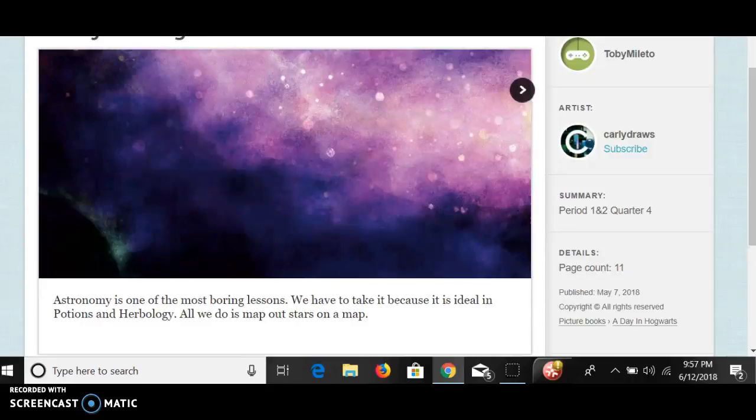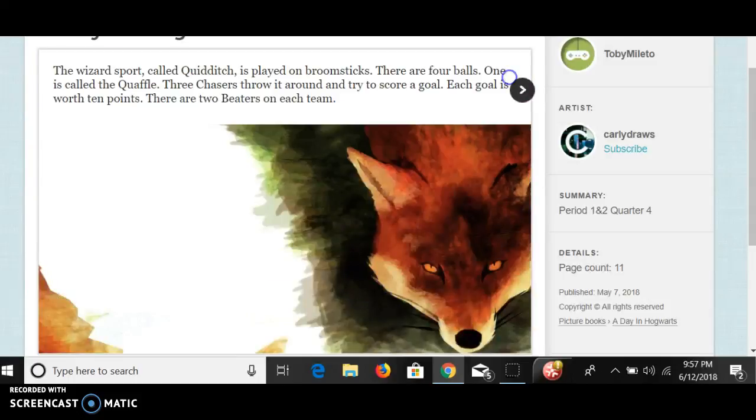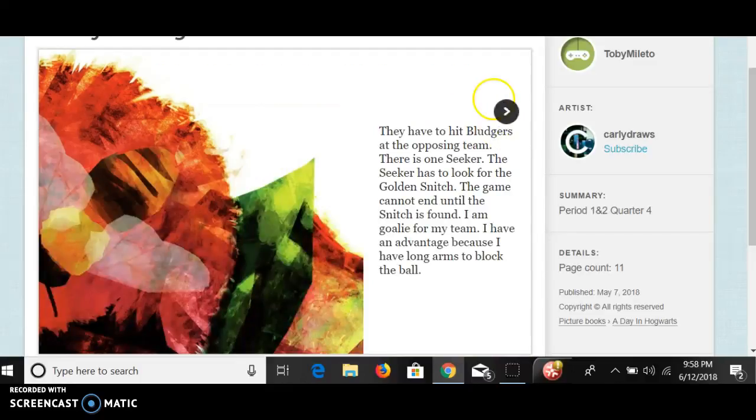Something else I noticed about the student is that his illustrations don't necessarily lend themselves to the actual story. He sticks more with abstract pictures and ones that he feels safe with because he doesn't have to invent those details then. Especially in this one: "The wizard sport called Quidditch is played on broomsticks. Three chasers score around, tries for a goal," and yet the illustration doesn't necessarily have anything to do with what he's describing. So he's playing it rather safe, taking the words right out of the book instead of being creative with his own ideas.